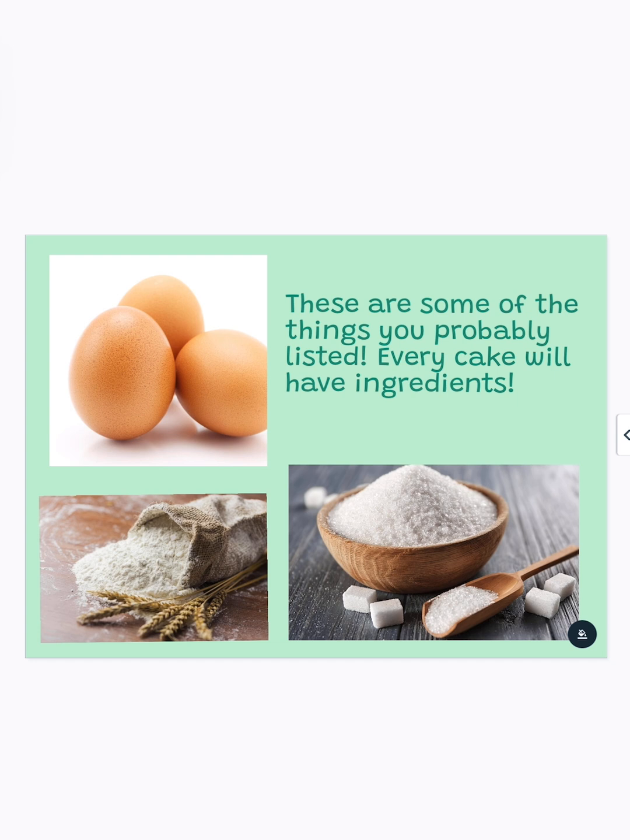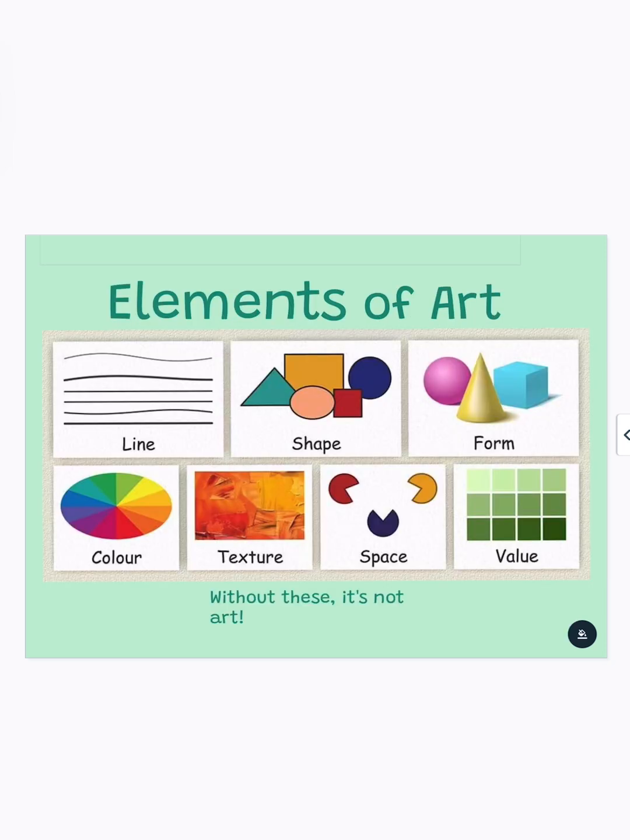I don't think I could consider it a cake without some frosting. It might be considered maybe bread. Similarly, without eggs, maybe we could say it's some other faulty baked good, but it wouldn't be considered a cake. So similarly, with the elements of art, without these elements, I don't think we could consider it art.